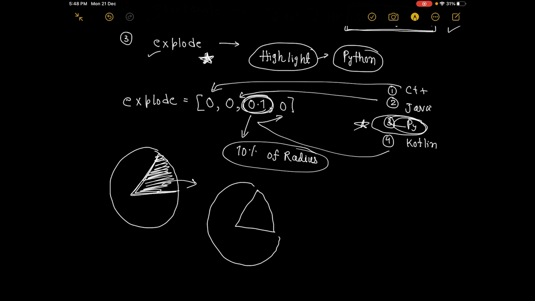Your pie chart will look exploded. You get value something like this. So this is nothing but your Python language, because we have given explode value as 10% of the radius.